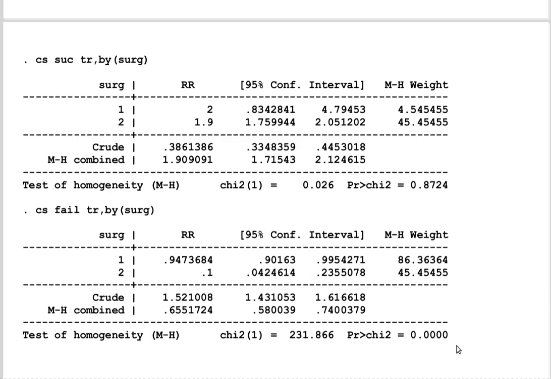In this instance, we would argue that we should not be attempting to combine these two numbers, right? This Mantel-Haenszel combined estimate is essentially a weighted average of the numbers 0.94 and 0.1. And this number 0.655 refers to no one. It doesn't refer to people in surgery group 1, and it doesn't refer to people in surgery group 2. So the actual computation here is discredited. It's displayed by Stata, and even confidence limits are given, but this number is meaningless.